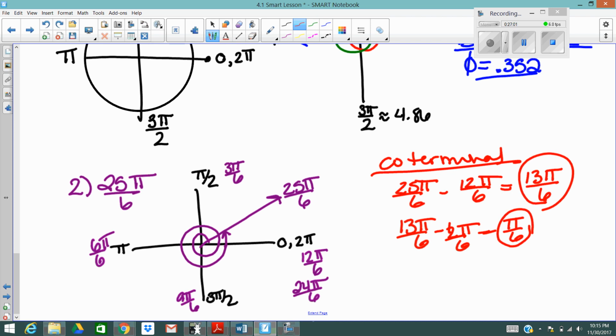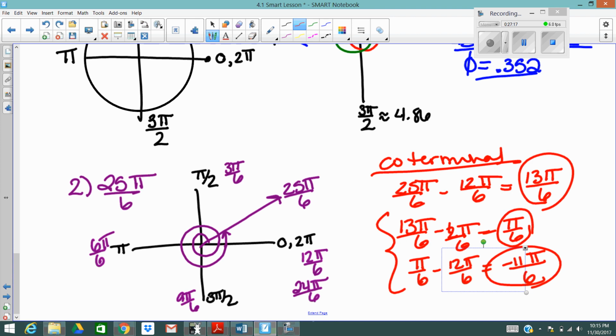If I want a negative coterminal angle, I have to subtract 2 pi again, and we get negative 11 pi over 6. So there are two coterminal angles, one positive, one negative. It doesn't matter which positive one you use because, again, there's infinitely many. So I found pi over 6 as a positive coterminal angle and negative 11 pi over 6 as my negative coterminal angle.